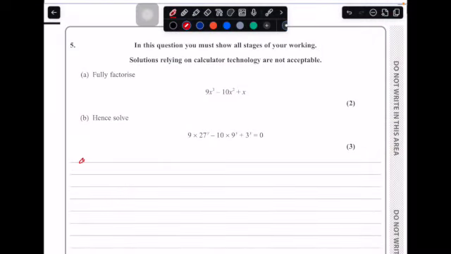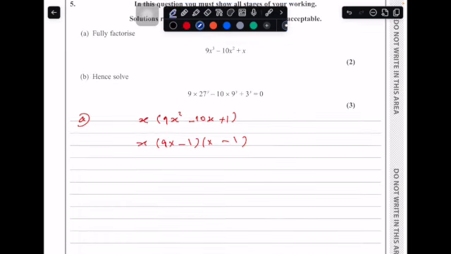Moving on to number 5. First one, fully factorized. So taking x as a common factor we have 9x squared minus 10x plus 1. Then we have x, then factorize both sides will be 9x times x, 1 times 1, and both are negative. Also, you have to show all your working. You can't put it on a calculator and get it done. You can't. Okay? For part B, he says, hence solve.